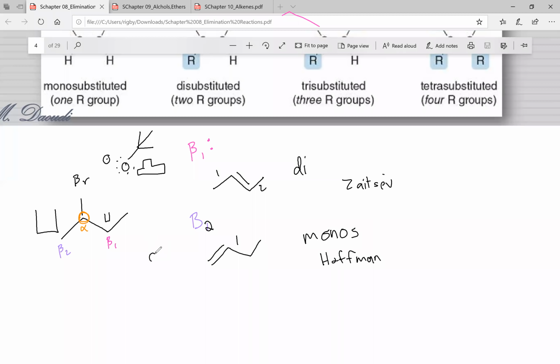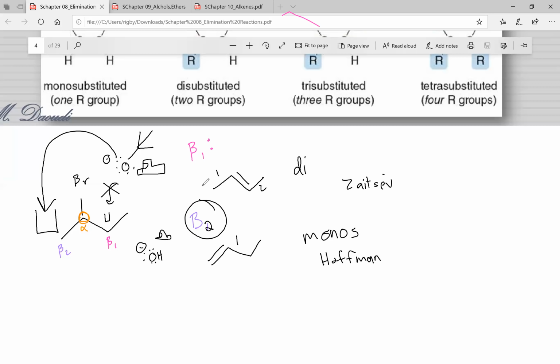If we have a small base like OH, which is our tiny little bug car, it's going to be able to fit into that small space easily and create the beta 1 product. However, if we have this big truck right here, it's not going to be able to fit in that small space. Rather, it's going to be forced to go into that big parking space and make beta 2 our major product, and make the Hofmann product the major product.